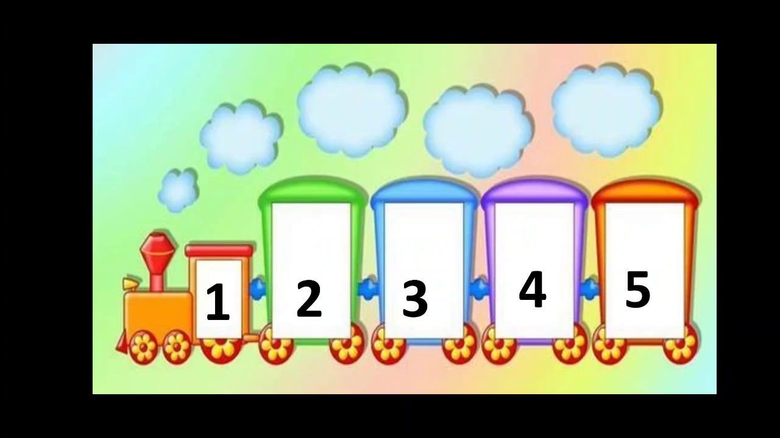Children, can you see the picture of this train? You can see again the numbers are arranged in ascending order. That is, it is arranged from a small number 1 to the big number 5.